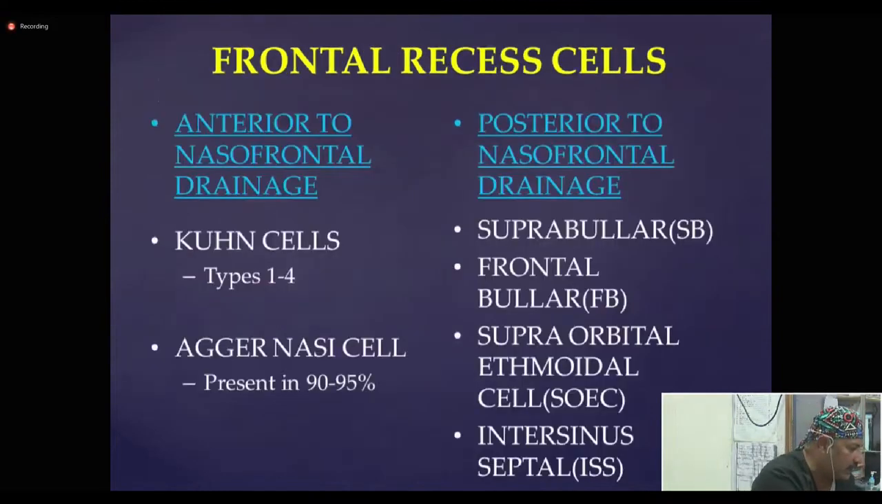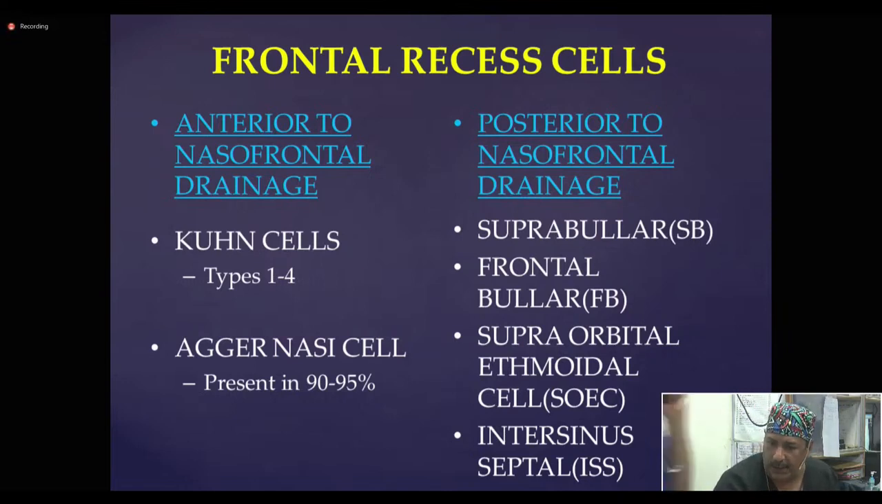And this is best depicted on sagittal section. By and large, these are the cells in the frontal drainage pathway attached to the anterior wall, like Kuhn described: type 1, 2, 3, 4, and the agger nasi cells. Posteriorly, the suprabullar we have seen yesterday, frontal bullar, and supraorbital cell we also saw yesterday. All these cells are attached to the posterior wall.